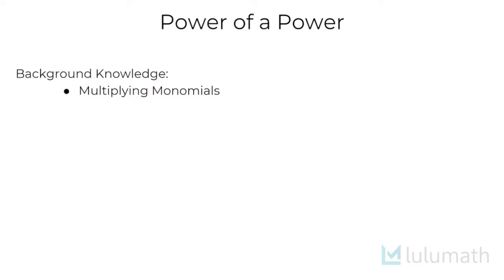So here we are asked to simplify 2 to the power of 5, all raised to the power of 3. Essentially, what I want to do is take 2 to the power of 5, and since it's being raised to the power of 3, that means I need to multiply it by itself 3 times.